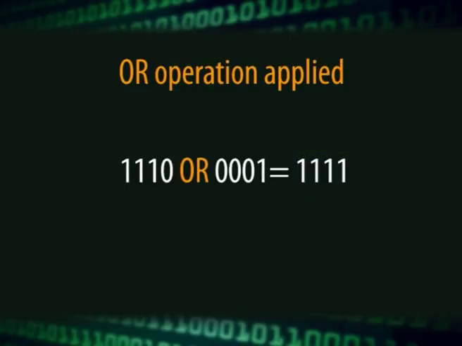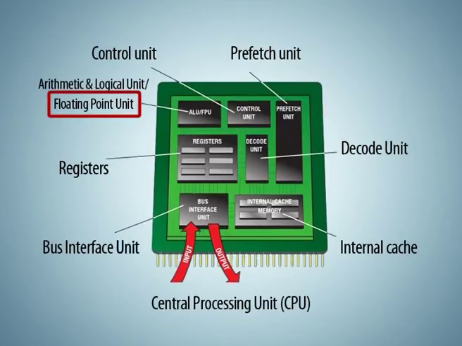Similarly, if the OR operation is applied between the two binary numbers 1110 and 0001, the result of the bit by bit OR operation is 1111. These operations are also used to compare numbers and find out if the given numbers are equal, greater or less. The arithmetic operations involving decimal numbers are performed by the floating point unit, FPU in short. Most CPUs today have multiple ALUs and FPUs that work together concurrently to perform various arithmetic operations.